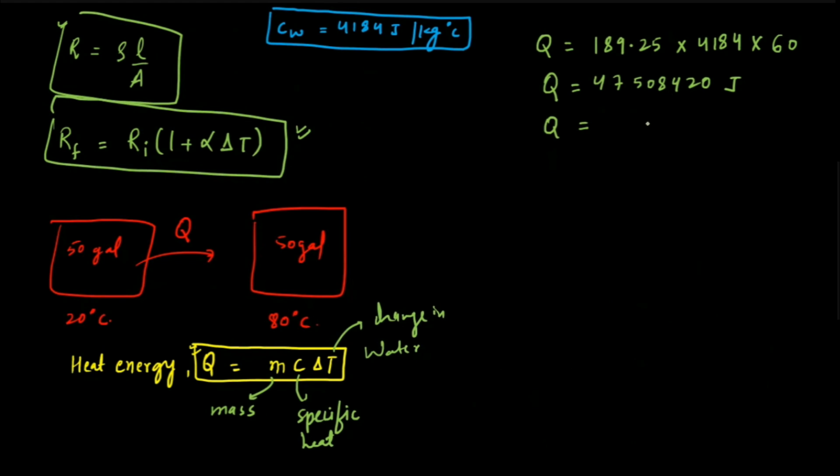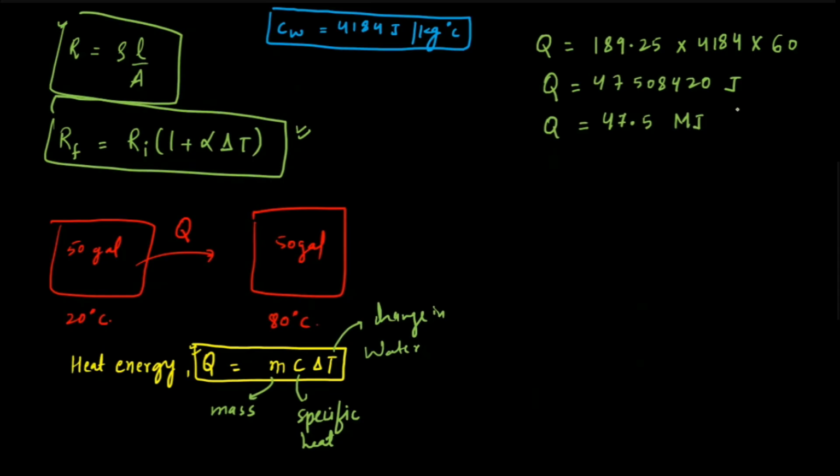If I try to write it in megajoules, I can write it as 47.5 megajoules, because I can write 47.5 times 10 to the power 6 here.